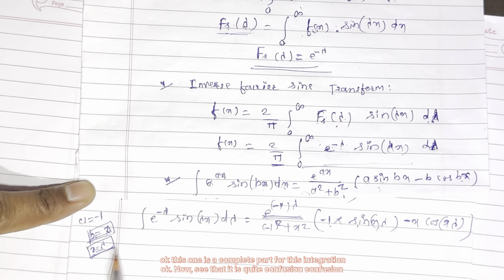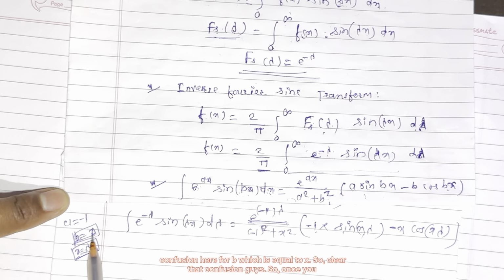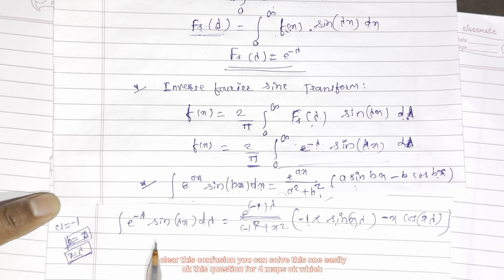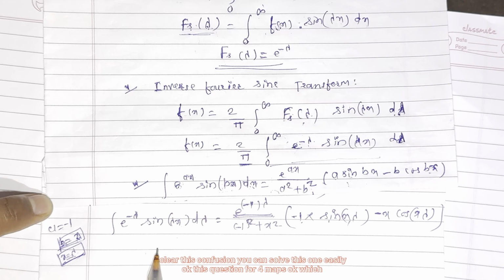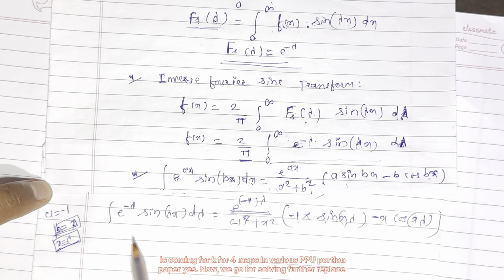Now see that it is quite confusing here for b, which is equal to x. So clear that confusion, guys. Once you clear this confusion, you can solve this one easily. This question was for 4 marks, which came for 4 marks in your SPPU question paper. Yes, now we go for solving further.